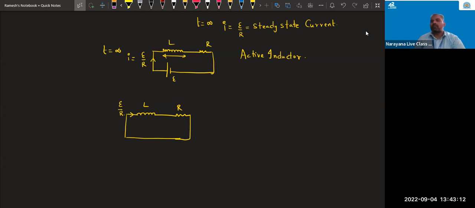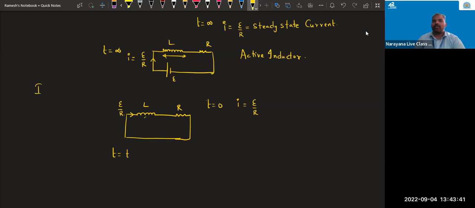Hereafter, this inductor is playing the role of a battery. Understood? Means when time equals 0, what is the current flowing in the circuit? E by R, no? Yes or no? After t seconds, the total energy stored in the inductor is stored in the form of magnetic field lines.